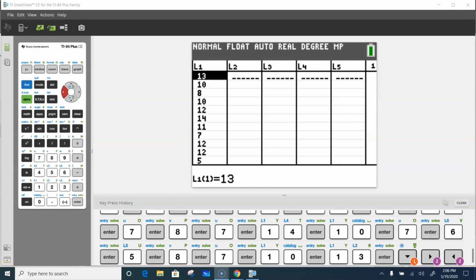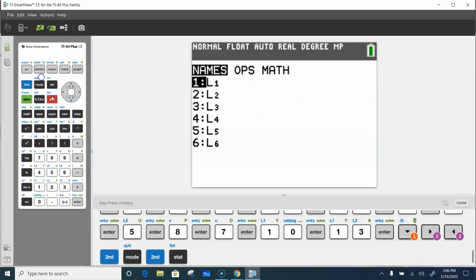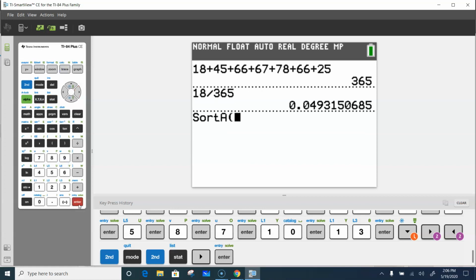I have the whole list there. Now, I think the easiest way to do this would be to hit second quit in mode. And I'm going to go to second stat and organize this list. So when I hit second stat, I have my list menu. And under options, I can sort this list ascending. So I'm going to hit sort A.